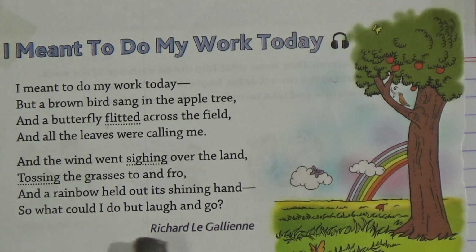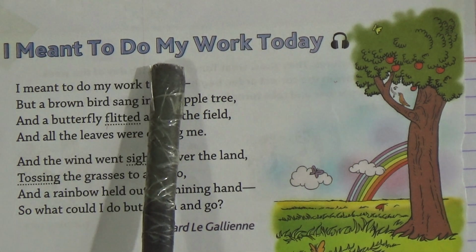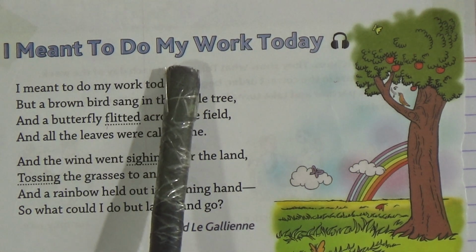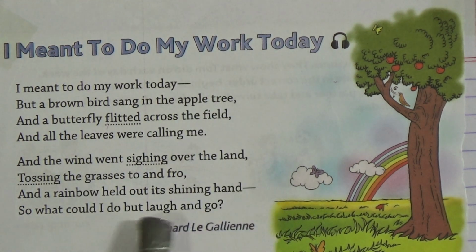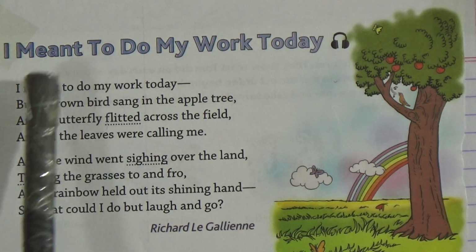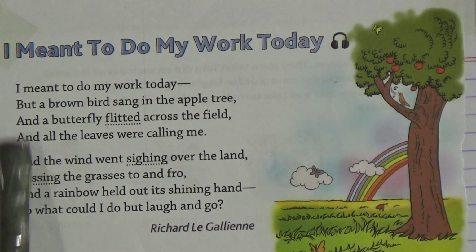When you do your homework, write the poet's name under the title in your homework copy. Write the title of the poem first, then write the name of the poet, be careful of the spelling, and then write the lines of the poem.